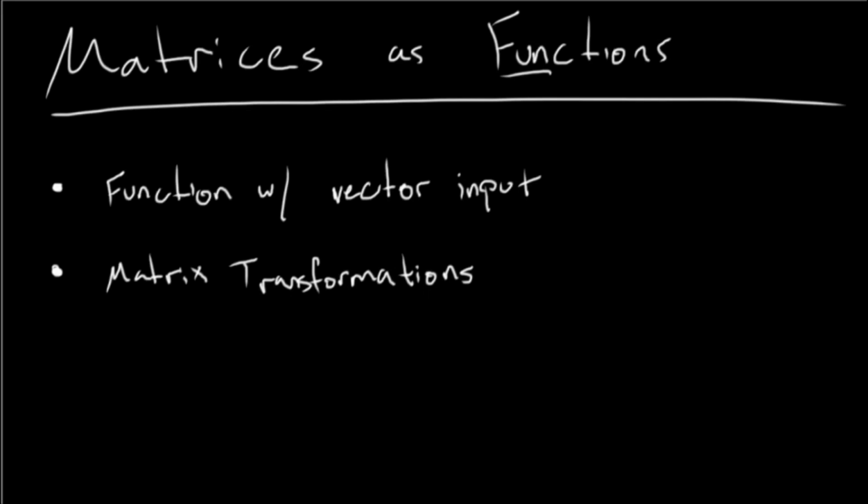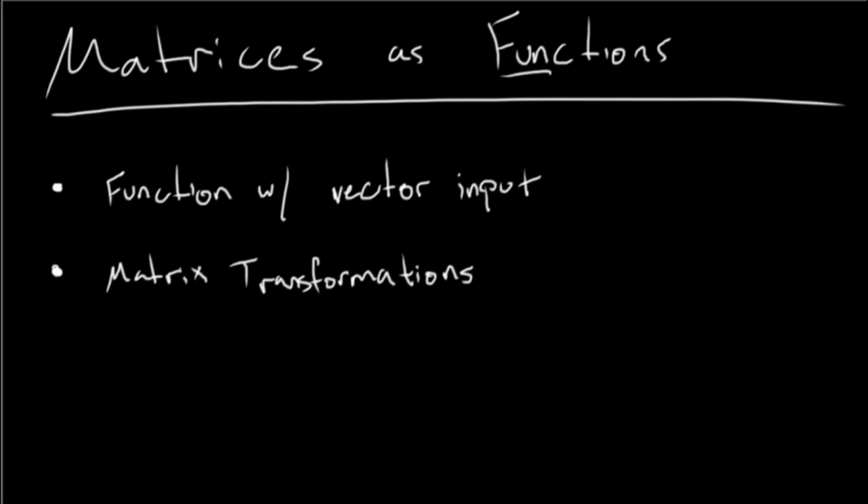So our new input, rather than a constant or some numerical value, is that we're going to be plugging in vectors into matrices, and that's going to do something. Specifically, it's going to transform that vector in some way. And so we're going to look at all the different ways you can transform a vector using a matrix. So with that said, let's go ahead and get started.